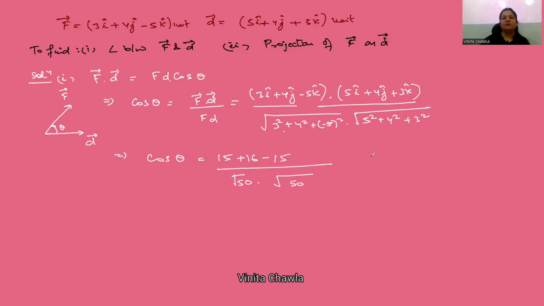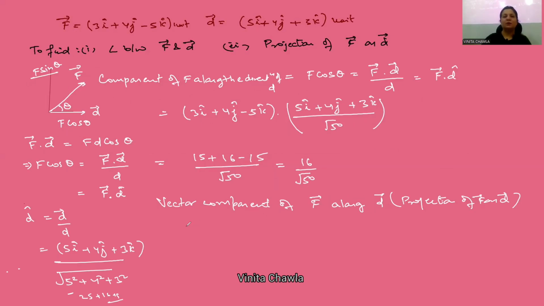So this is 16 upon 50, which we can write as 8/25, or in decimals, 0.32. So this is the value of cos theta. Because you have to find the angle, you can write theta is equal to cos inverse 8/25, or theta is equal to cos inverse 0.32.